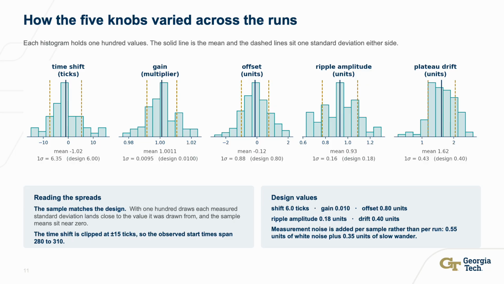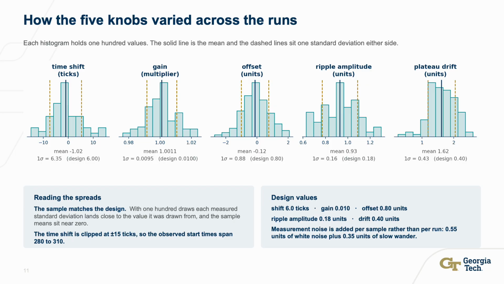Since we generated the data, we can look at the knobs directly. Every histogram holds 100 values, 1 per run. The solid line is the mean. The dashed lines are 1 standard deviation either side. Time shift has a standard deviation of 6 ticks. The generator clips it at plus or minus 15, which is why we observe a start time spanning 280 to 310. Gain is about 1% scaling. Offset is a little under 1 unit. Ripple amplitude and plateau drift are both small.